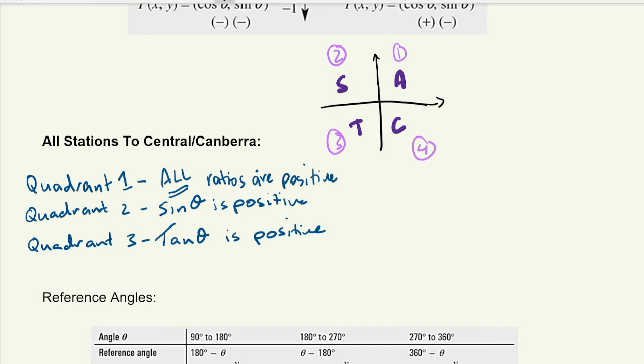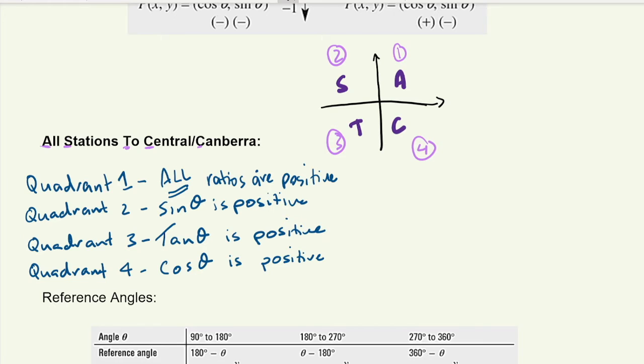And then over here in quadrant 4, cos theta is positive, because the other two will be negative. So that's our four quadrants. That is the little saying, all stations to Canberra. So all stations to Central or Canberra, whichever one you want to use, fine by me. Just know that A is for all ratios, S for sine ratios, T for tangent ratios, C for cosine ratios.